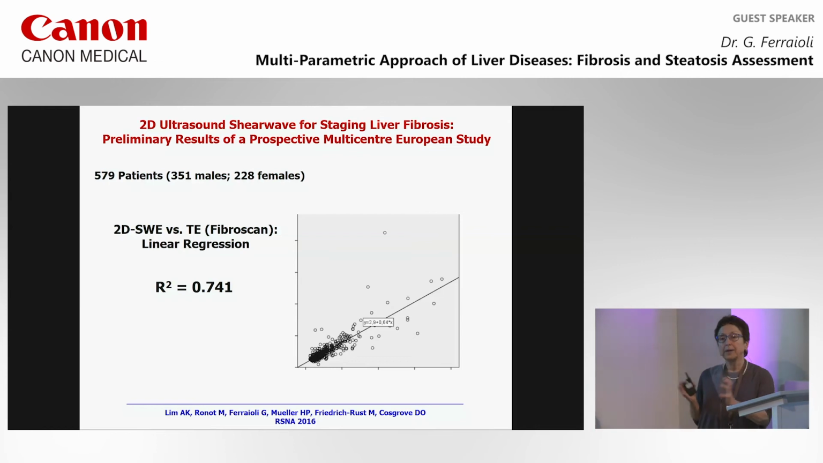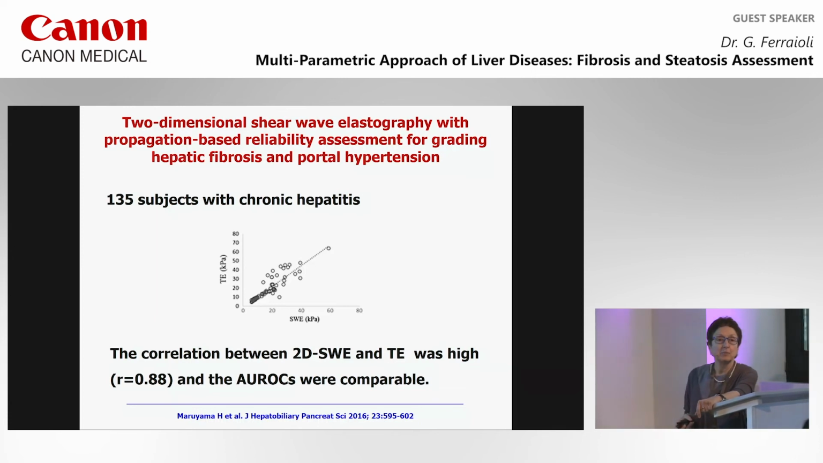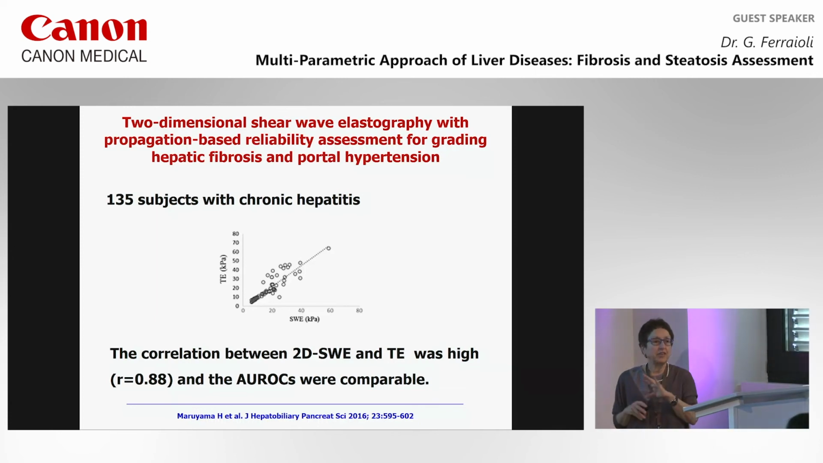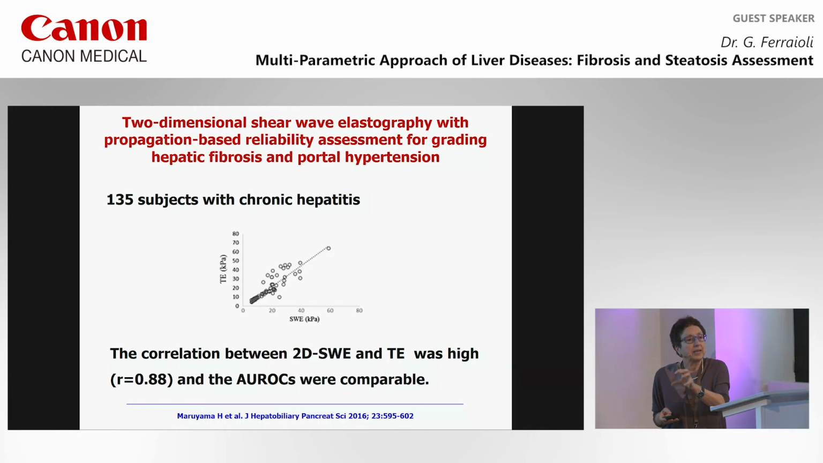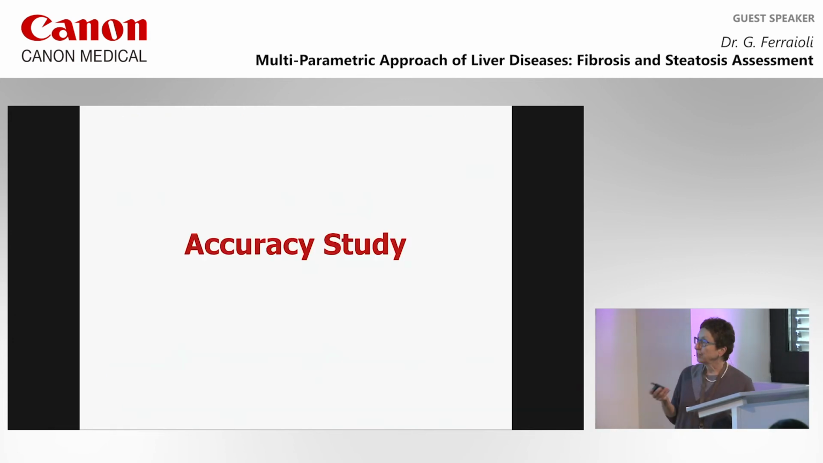The data were similar, the values to those obtained with the FibroScan device at lower values of kilopascal. And this is in another study, the same results. So in the three different and independent studies, the same result was obtained. High concordance up to at least 12 kilopascal between the two-dimensional shear-wave elastography on the Canon system and the FibroScan.